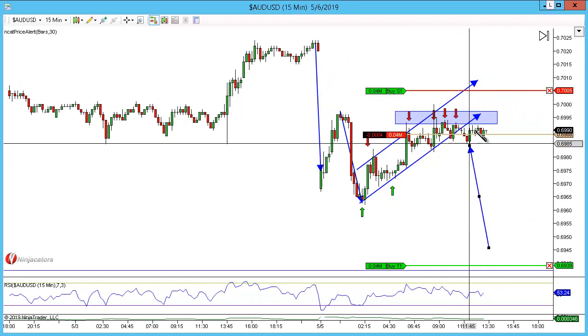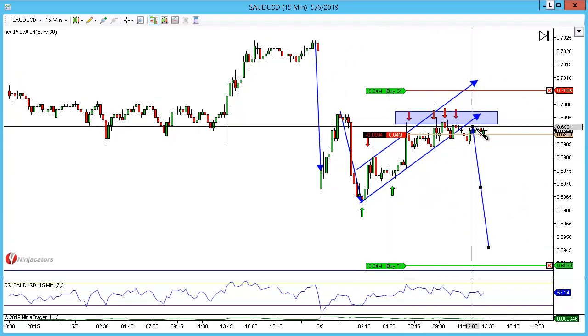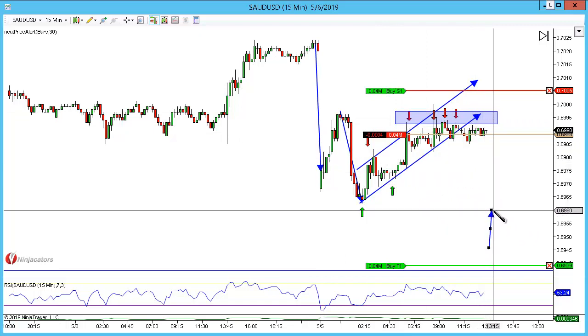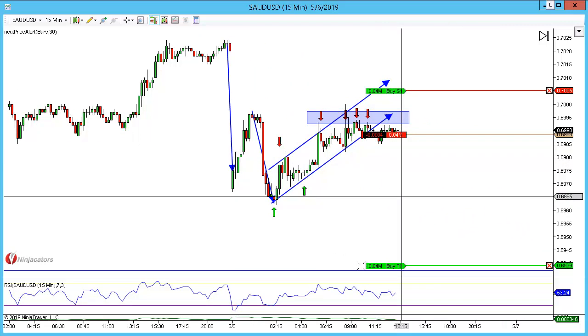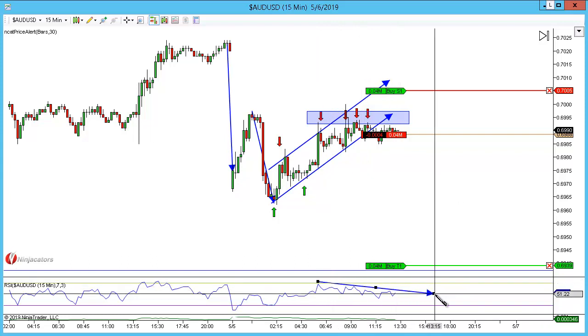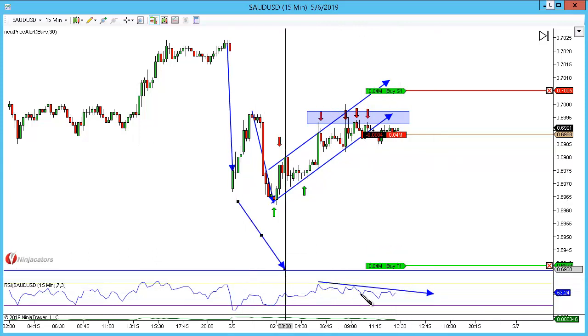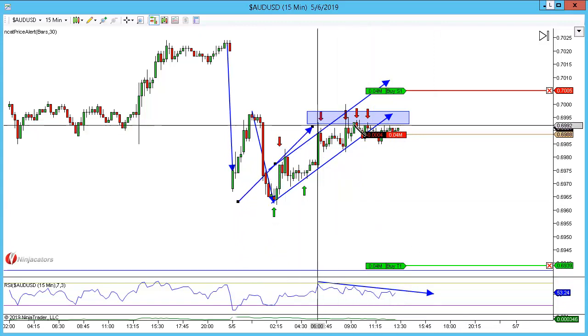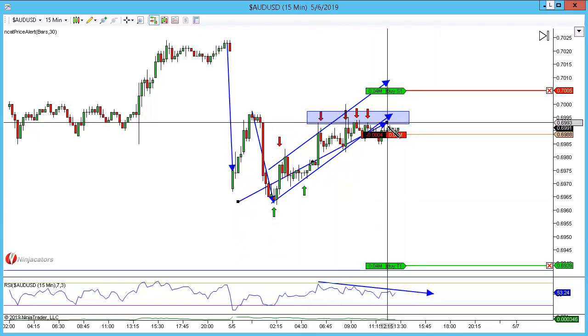Hoping here, because we have had the breakout of the channel in the right direction, that we do get the continuation to the downside. There is also a little bit of RSI confirmation. We did go overbought here with divergence. You can see we're actually making lower highs here, but we're holding this structure level at the top.